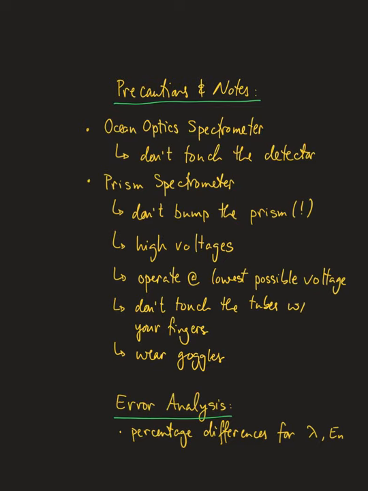There's no error propagation for this lab, so it's sufficient to calculate percentage differences for the wavelengths that you measure for hydrogen and sodium, and also for the energy levels that you determine for hydrogen. So compare the values you determine to the known values. Those should mostly agree to within about 1%, but you don't need to do any error propagation.